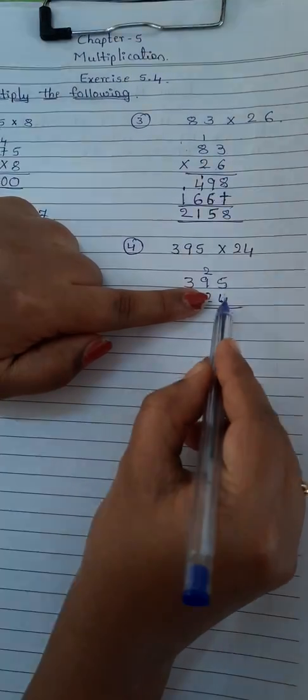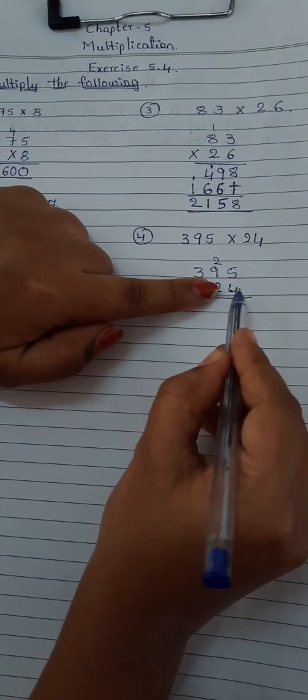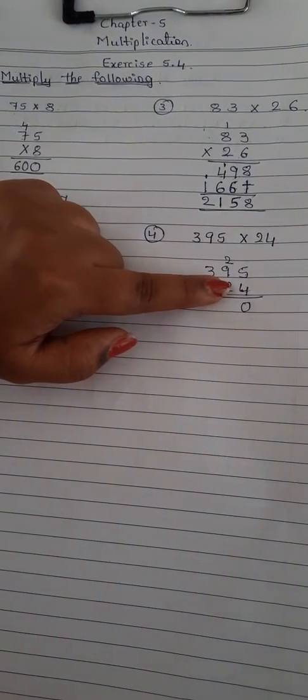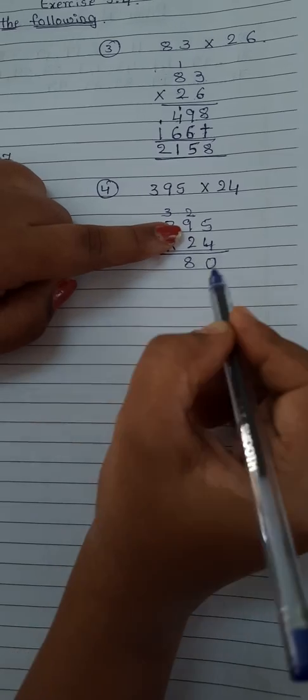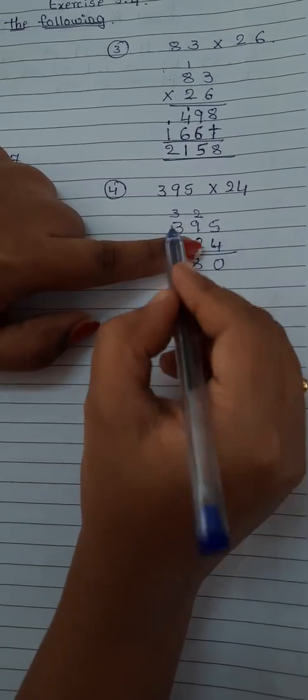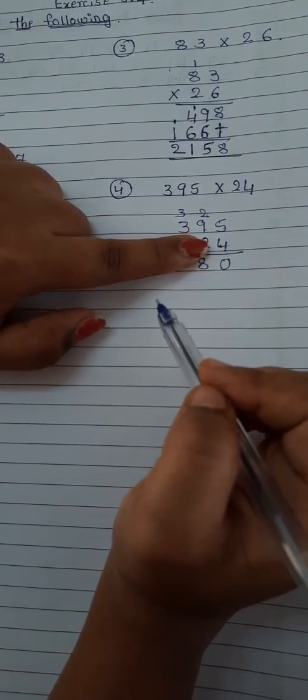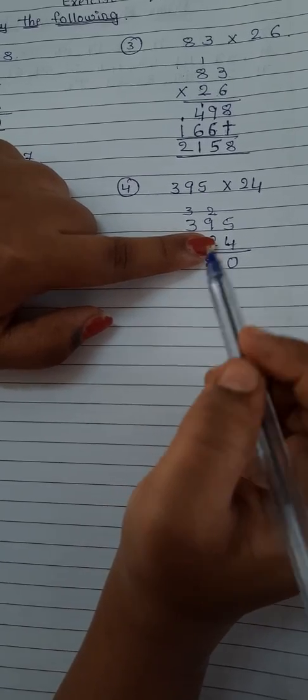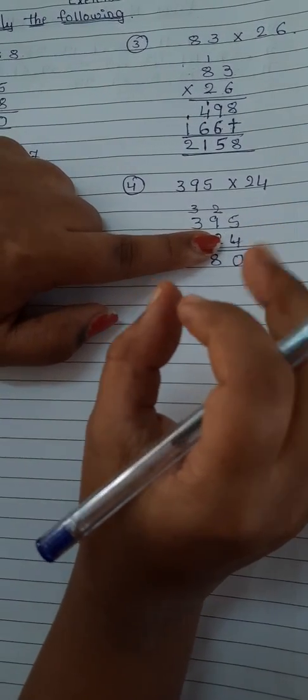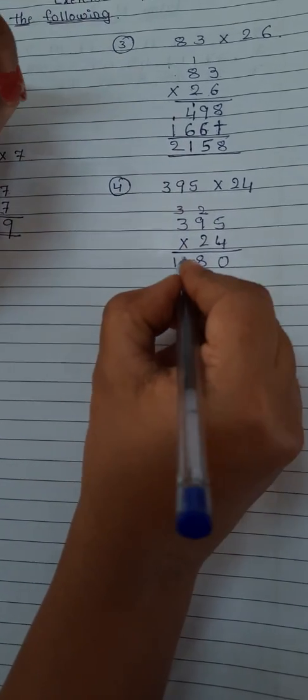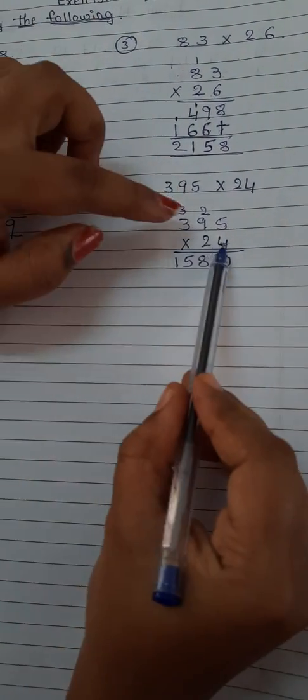Next, this number over. Now go to the next number. 4 9s are 36. 36 plus 2? 38. How to write? 3 here and 8 here. 4 3s are 12. 12 plus 3? 13, 14, 15. This number over now.